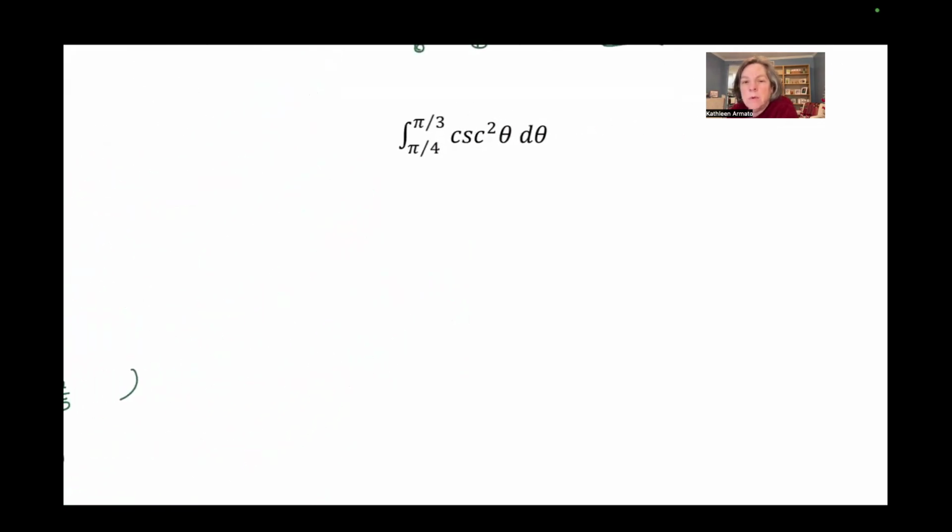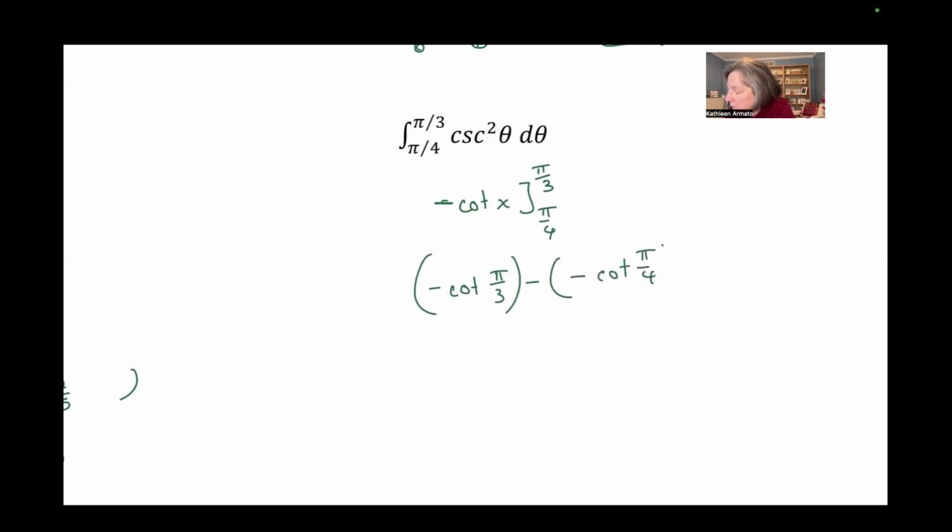Integral of cosecant squared. Do you remember what that is? It is minus cotangent x. Just from pi over 4 to pi over 3. So you do need to know your unit circle, folks. Minus cotangent of pi over 3 minus cotangent of pi over 4.